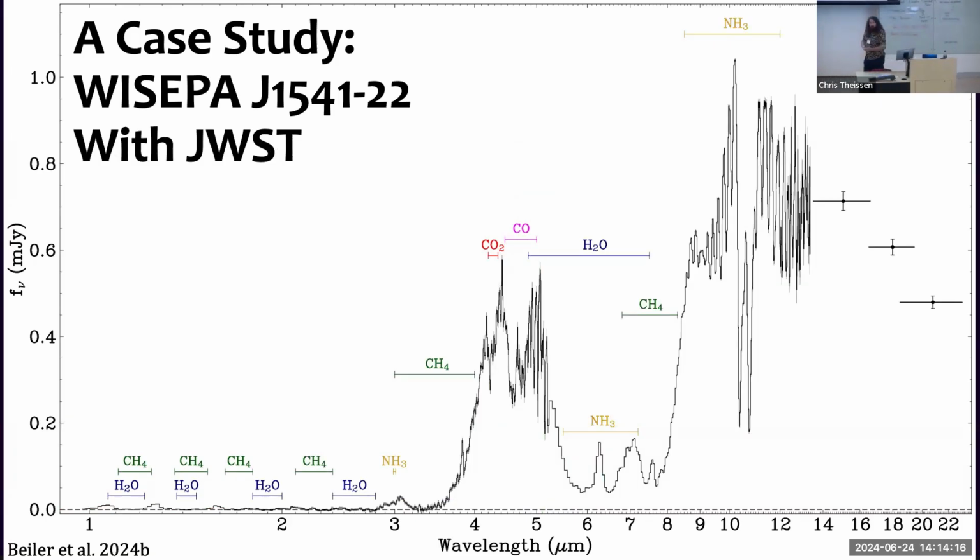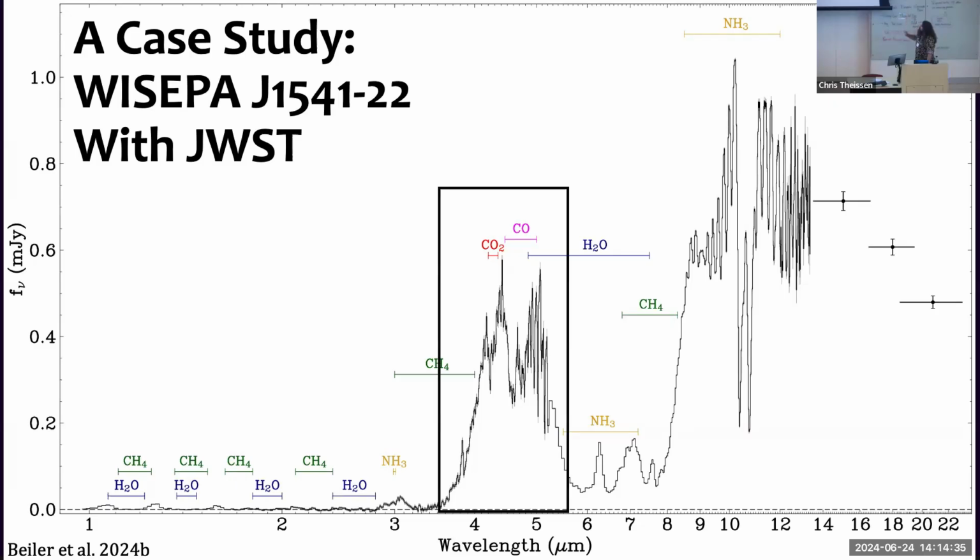We have all the important CNO molecules. We've got methane, water, CO2, and CO, and we also have really beautiful ammonia features, including an ammonia feature at 3 microns, which is the first time we've seen a clear observable ammonia detection in the near infrared.